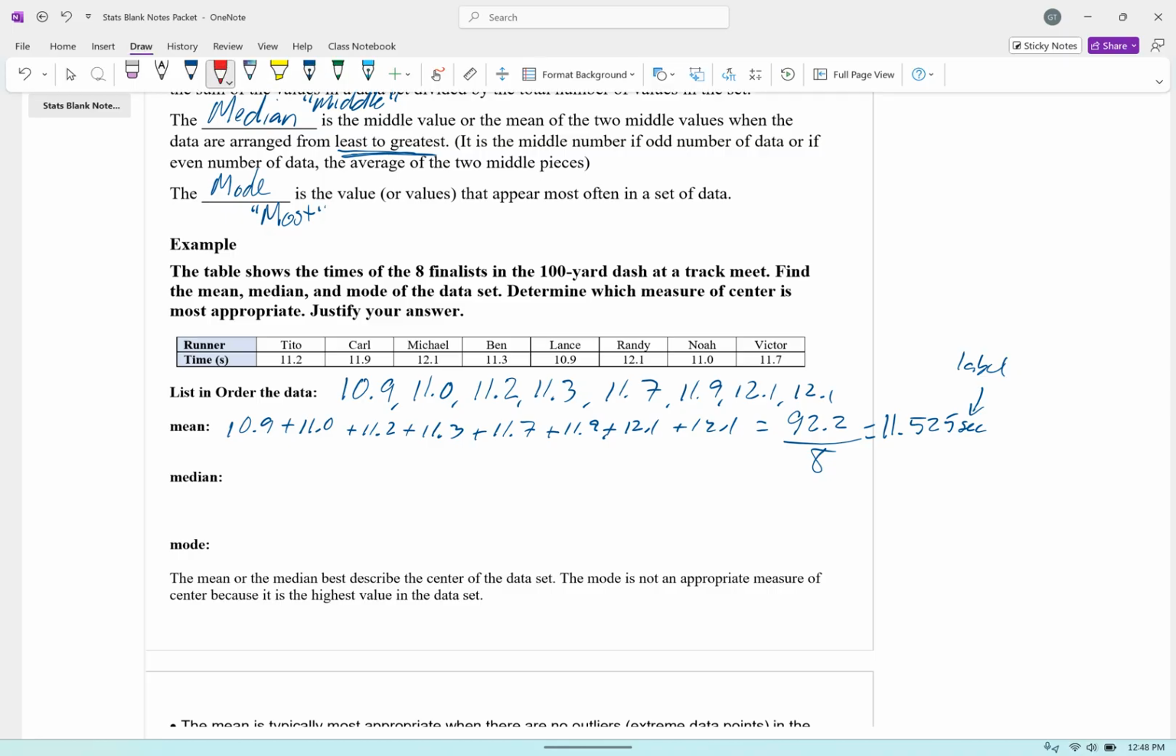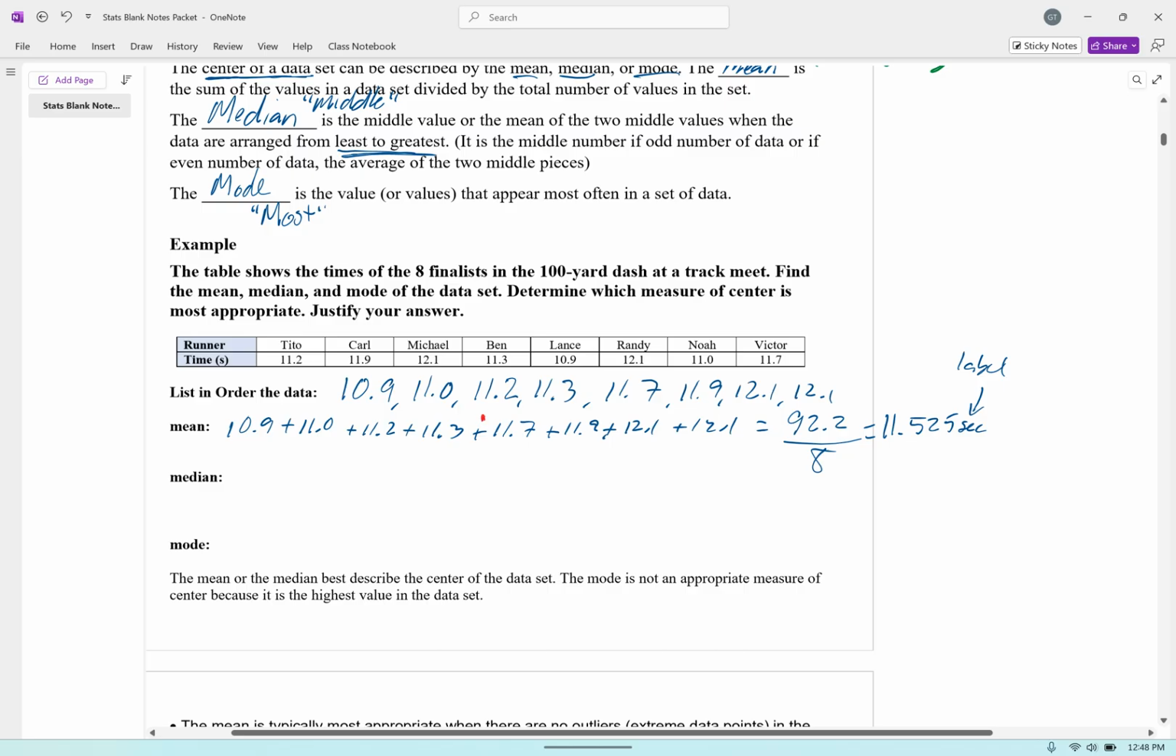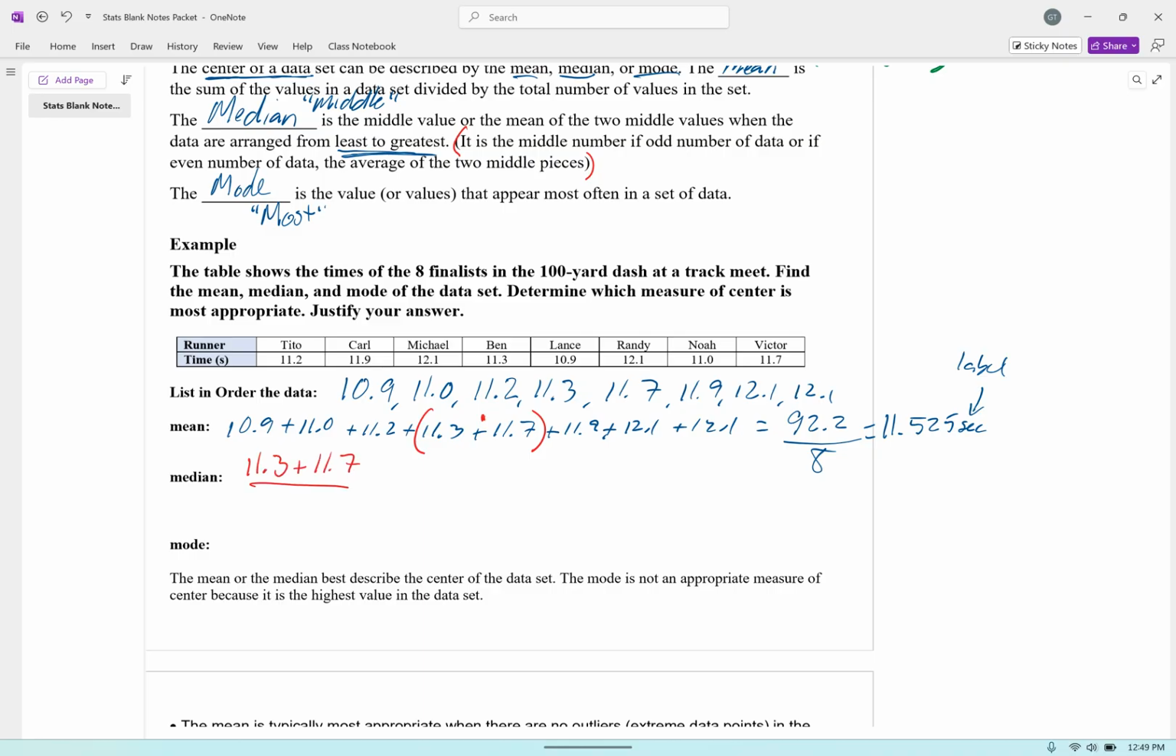Okay, the median is the middle value. Well, I have an even number of data points. So if I count 1, 2, 3, 4, okay, then 1, 2, 3, 4, there is no data point right here in the middle. So what I do, and this is what these parentheses up here are telling me, is that if I have an even number, I will add the 2 middle and divide by 2. Okay, so in this case, that would be 11.3 plus 11.7 divided by 2 gives me 11.5 seconds. So that is the median.